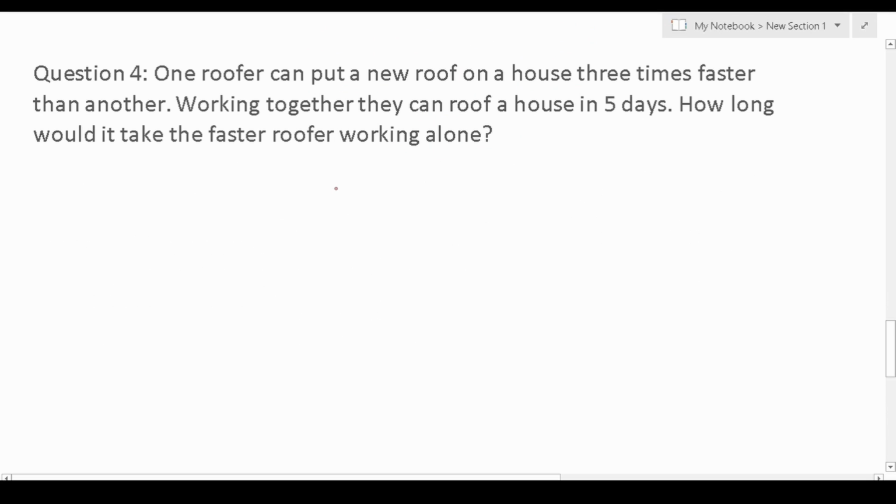Question 4 says, one roofer can put a new roof on a house 3 times faster than another. Working together, they can roof a house in 5 days. How long would it take the faster roofer working alone? Okay, so to start, I'm going to go ahead and write down that generic formula. T over A plus T over B equals 1.